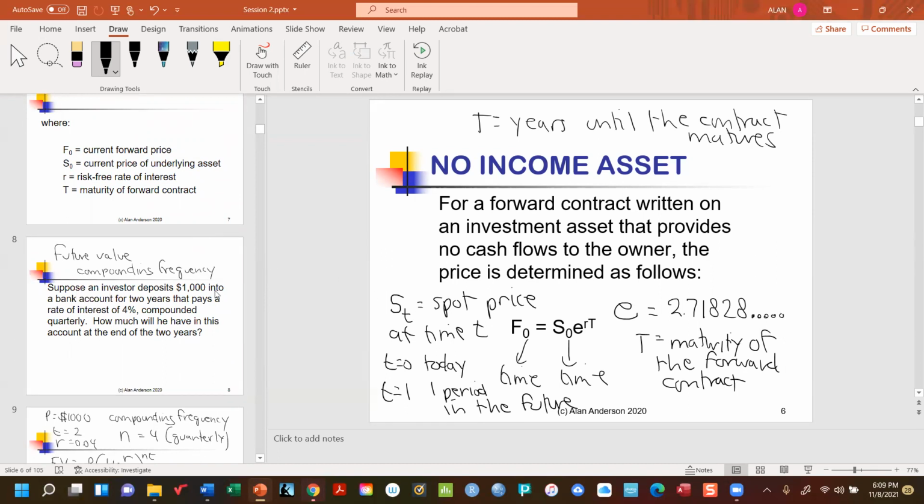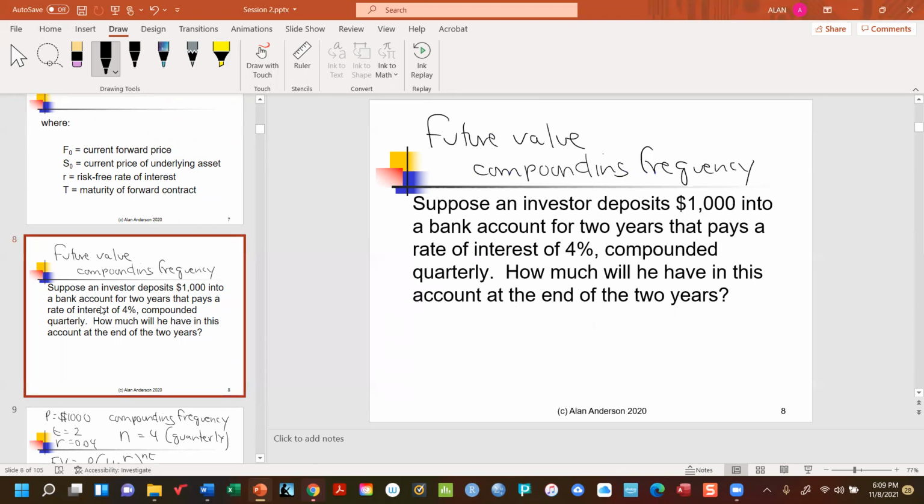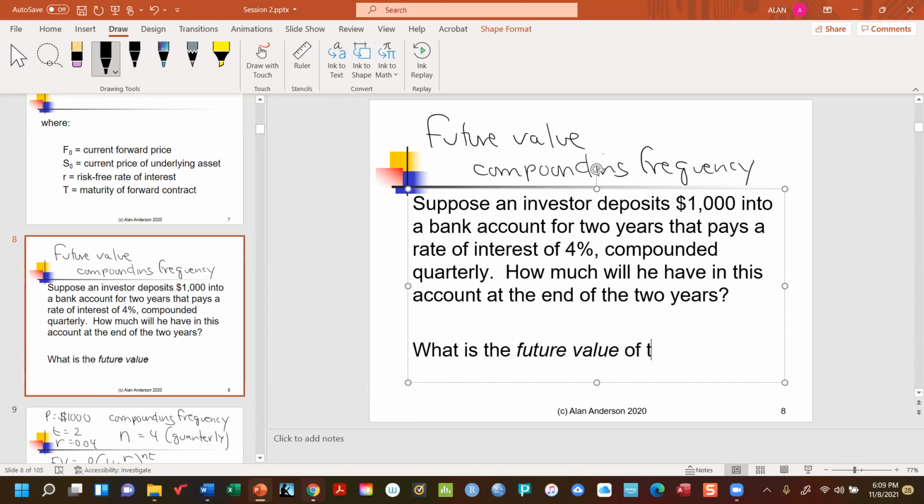Imagine the following situation. An investor deposits $1,000 into a bank account for 2 years that pays a rate of interest of 4% compounded quarterly. So that means 4 times a year, you're being credited with 1% on your outstanding balance. How much will you have in your account at the end of 2 years? Now, this question is equivalent to saying, what is the future value of this sum?